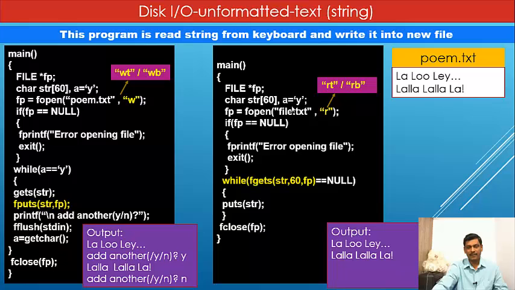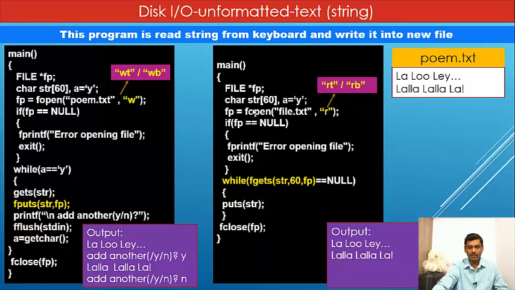FILE *fp; char str[60]; fp = fopen("file.txt", "r"). Here we put w because we want to write a string to a file. Here we want to read a string from a file, so we use r. We can also put rt. By default, r is text mode. If we want to read a binary file, here we put rb. So here we access the text file, so we just put r or rt.